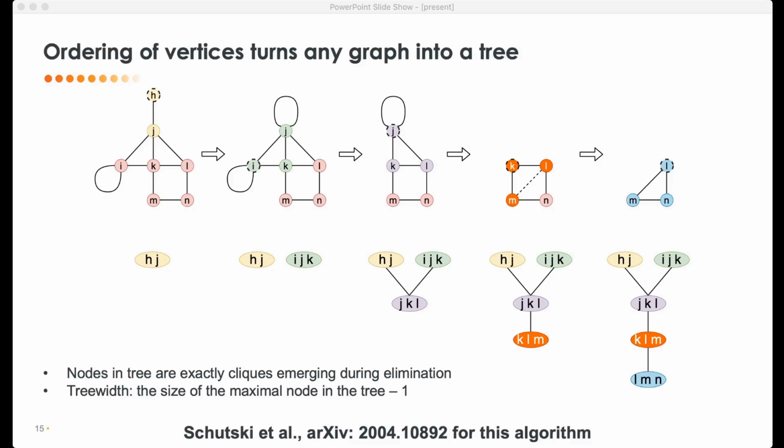The resulting map of a graph into a tree is called a tree decomposition of this graph, and the number of elements in the maximal node of the tree minus 1 is called treewidth. Treewidth measures the similarity of the graph with the tree. For example, treewidth of trees is 1.